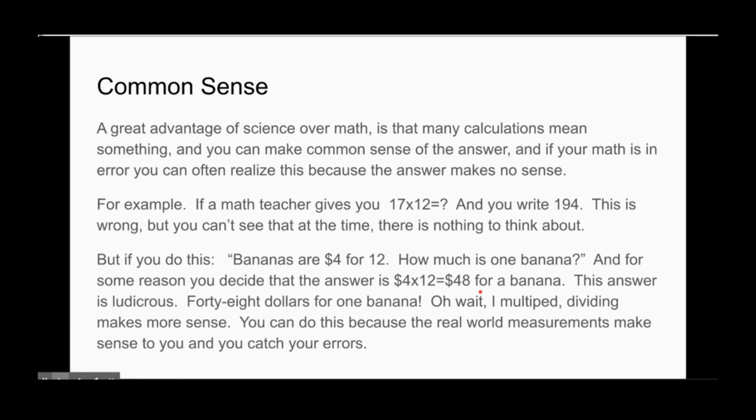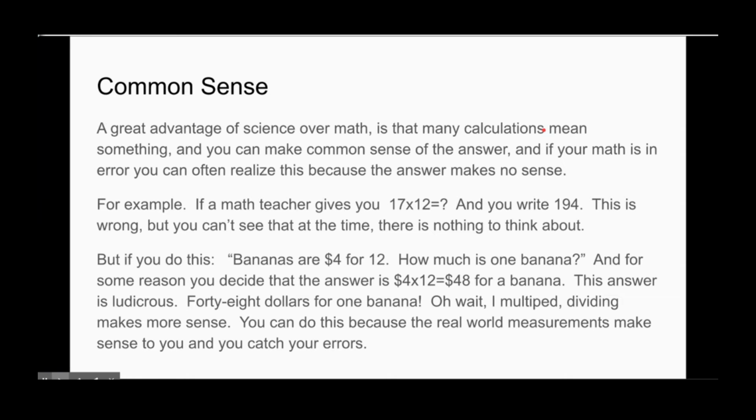And for some reason, you decide the answer is achieved by multiplication. And you go $4 times 12 equals $48 for a banana. This answer is ludicrous. $48 for one banana? Even in COVID-19 ripoff scams, nobody's charging $48 for a single banana. Yet. So you suddenly go, oh, wait a minute, I multiplied. Dividing makes more sense. There's just no freaking way.